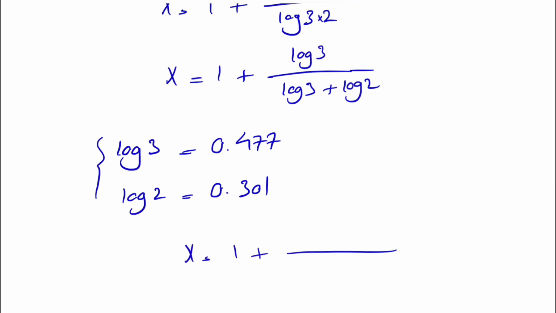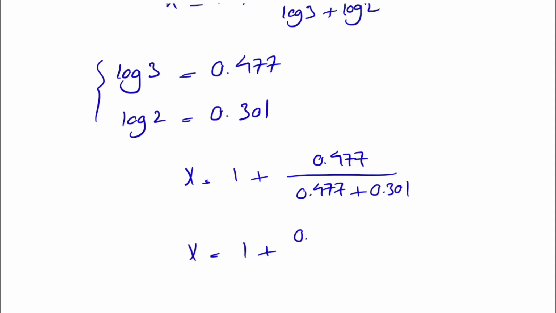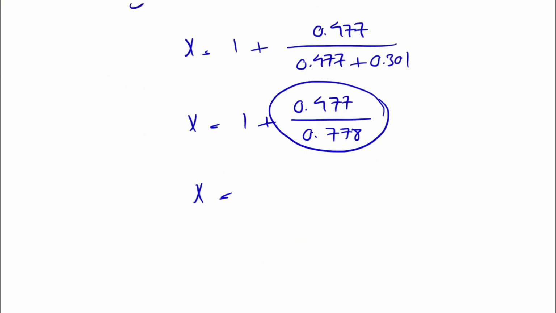Basically we have 1 plus log of 3, 0.477, over 0.477 plus 0.301, and here for our x we'll get 1 plus 0.477 over 0.778. If we calculate this ratio, we know this will be equal to 477 divided by 778, because we can multiply the numerator and denominator by 1000. So if we calculate that ratio, we'll get 0.613, and 1 plus 0.613 will be 1.613.